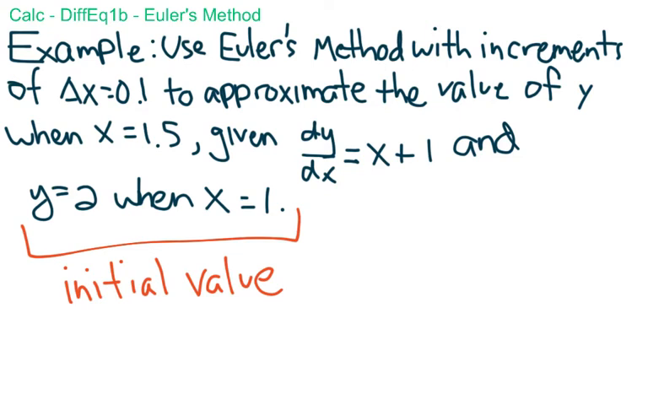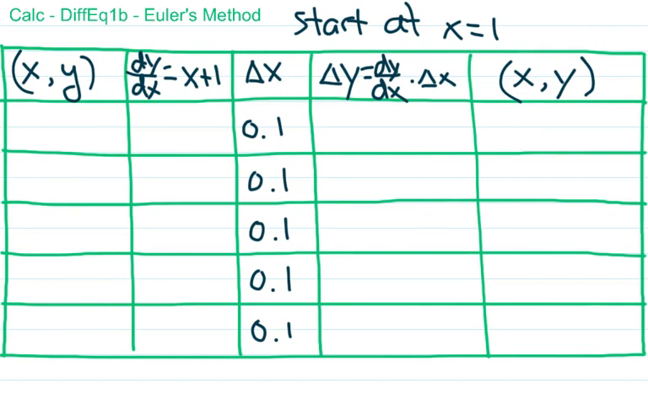All right, so the best way to do this is to create a nice big table. And if you're working out of a document I created for you, then all you have to do is fill in the headers. So I just note that we're starting at x equals 1. I'd like you to create this table to follow along, and here are the headers: x comma y as the point that we're starting with. dy/dx is given to us as x plus 1. Delta x is staying constant the entire time, so every time it's going to be 0.1.